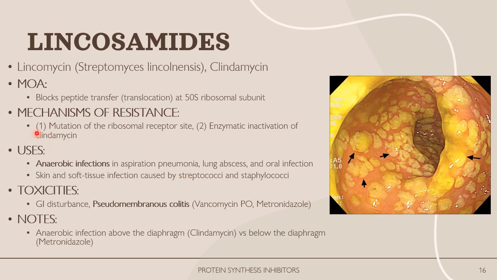Okay. Some bacteria develop resistance to your clindamycin primarily by mutation of the ribosomal receptor site. And number two, they can develop enzymes that can degrade these medications. Okay, uses. So where do we use our clindamycin? Primarily, we use this on anaerobic infections, lalo na in aspiration pneumonia, lung abscesses, and oral infection.